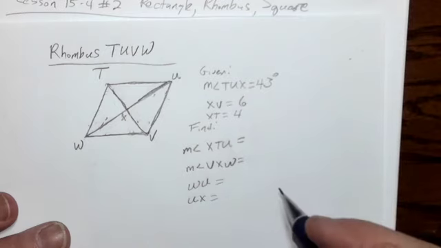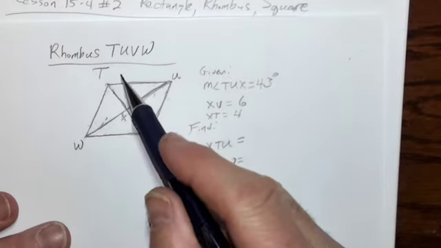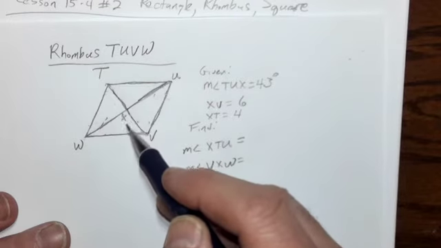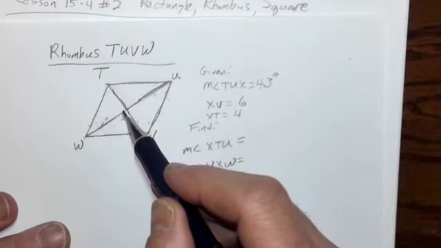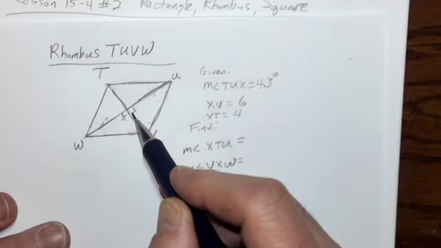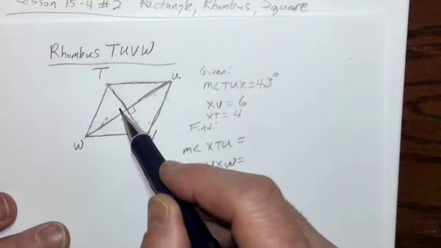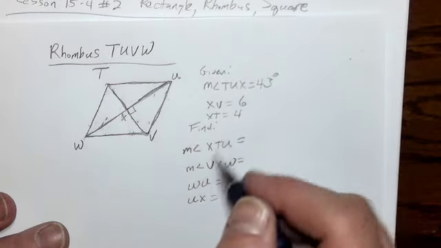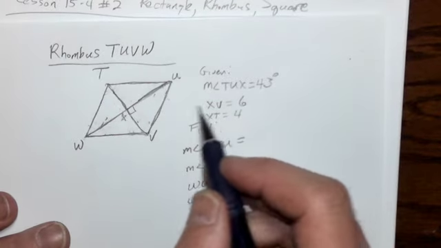I didn't put that in there. TUVW, and the diagonals intersect at X. Now we know that the diagonals of a rhombus are perpendicular, so I know this is a right angle. These four are right angles, so I'm going to put that in there. I may not even use that, but I know that it does.